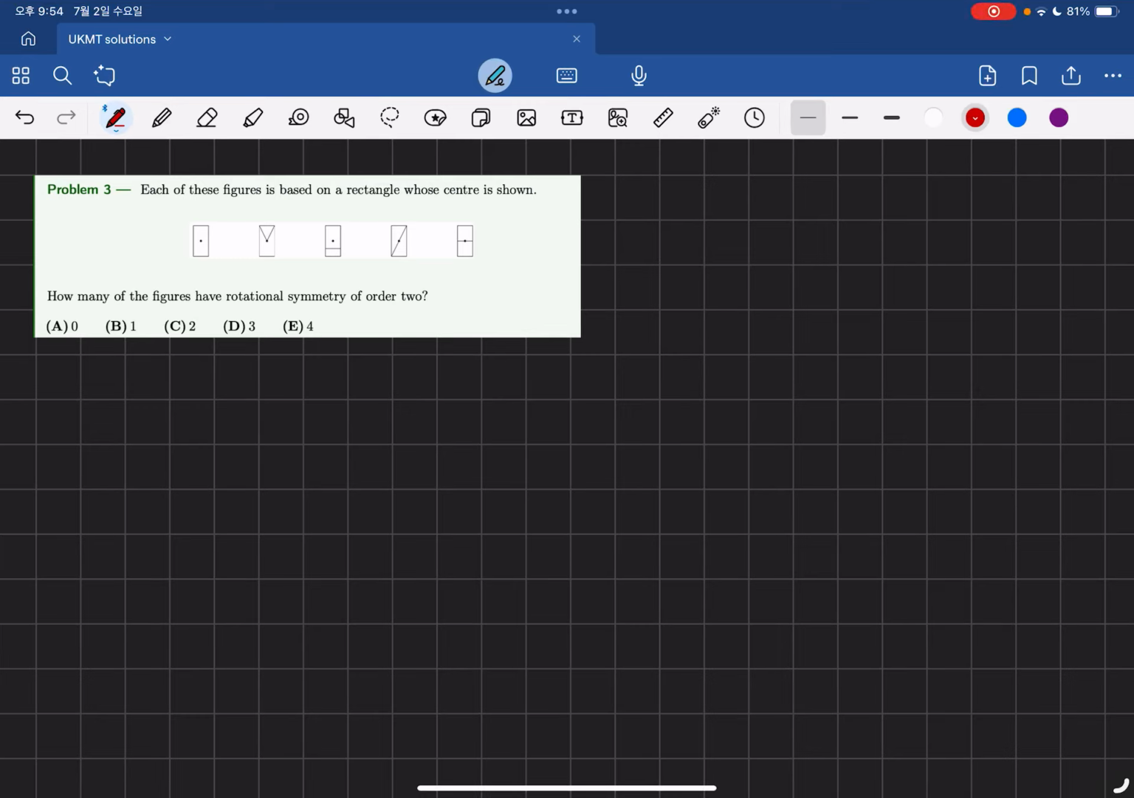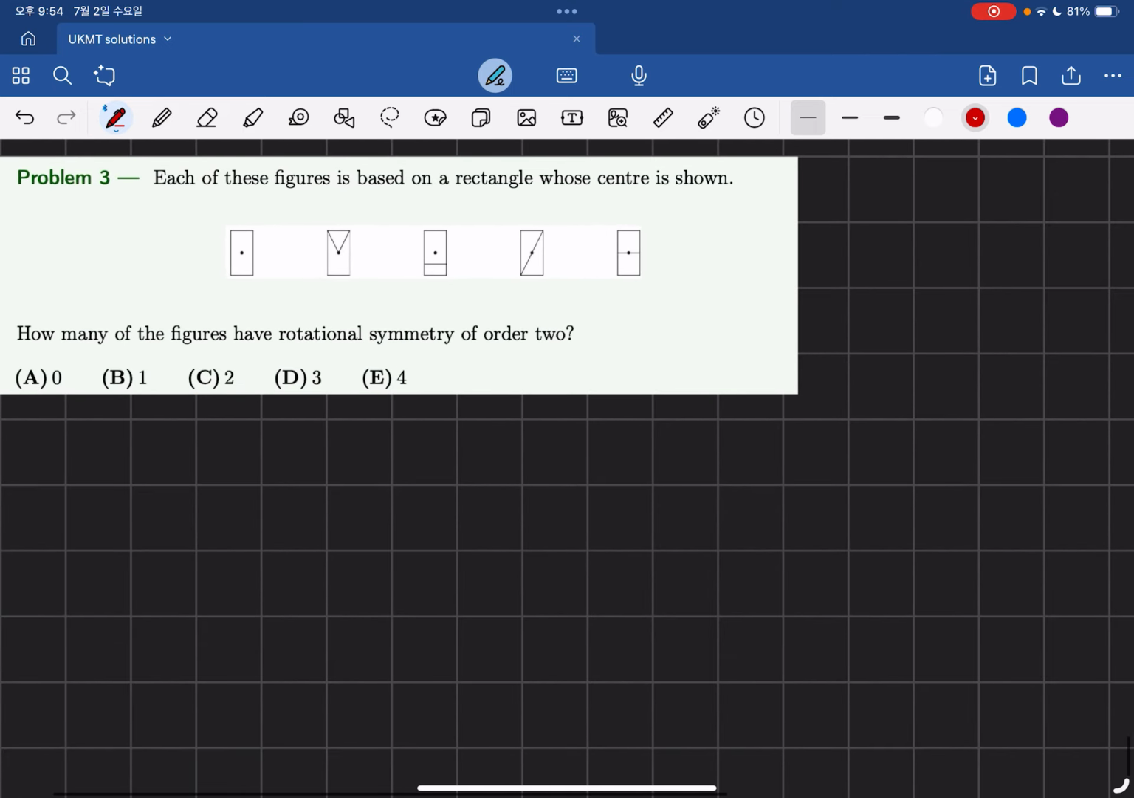Today we're going to solve set 5 problems 3 and 4. Problem 3. Each of these figures is based on a rectangle whose center is shown. How many of the figures have rotational symmetry of order 2?